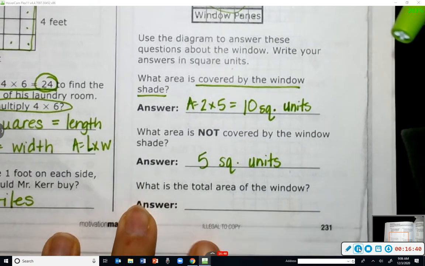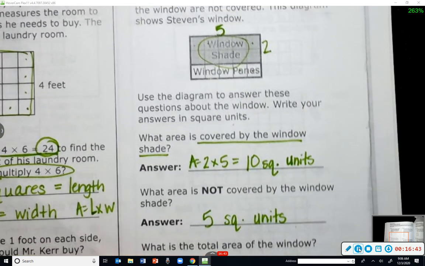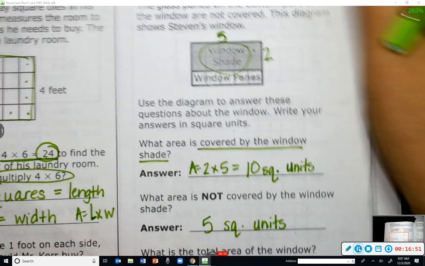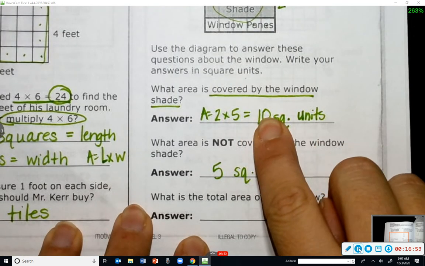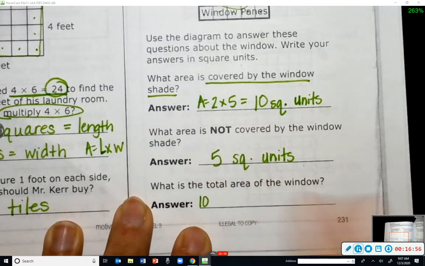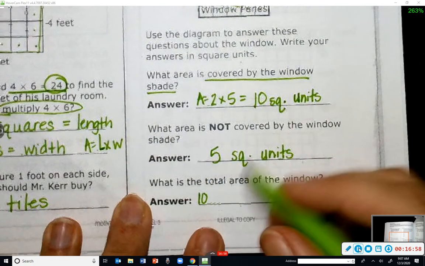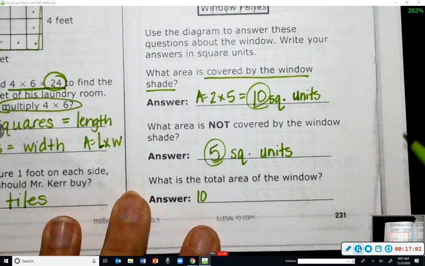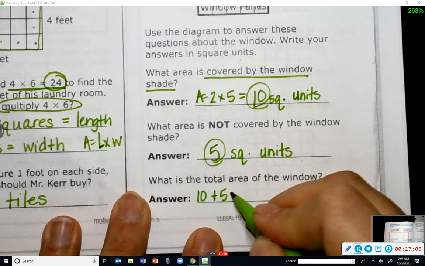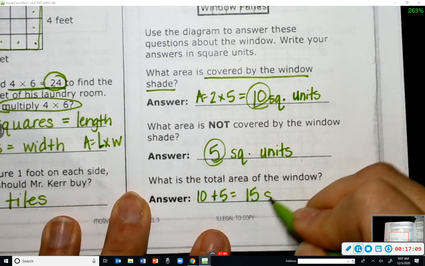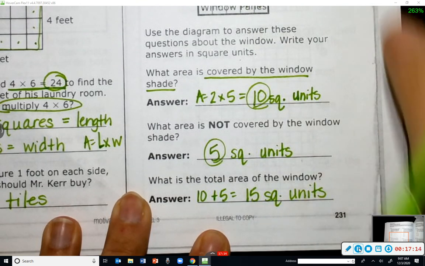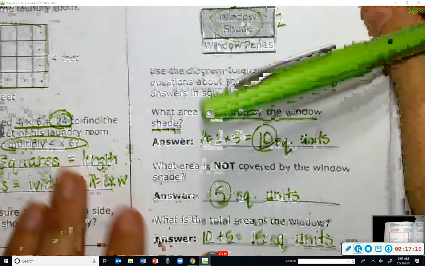What is the total area of the window? So we need to do what this time? Do I count the shaded? Do I count the white? Or do I count both of them? Both of them. Well, we already know the shaded was 10. We know the area not shaded is 5. So what can I do with those 2 numbers? Kaylee? Add them. 10 plus 5 is 15 square units. Okay? Pretty simple.